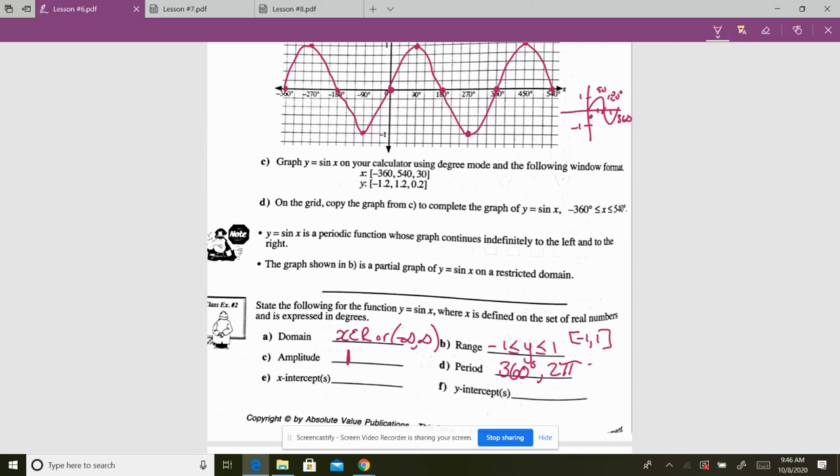X-intercepts, where are the x-intercepts? Just give me the first 3 from 0 to 360. What's the first one? 0, and then 180, and then 360. You need to remember those. And the y-intercept is 0. Okay? The sine graph, you need to know it. That's the sine graph. Going once, going twice.